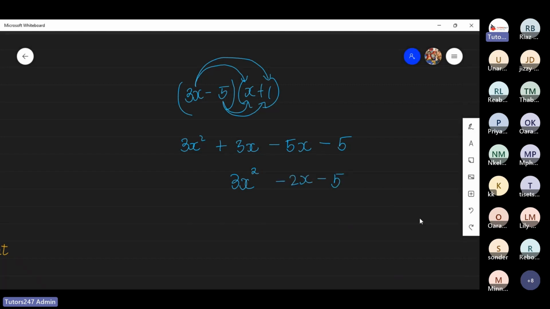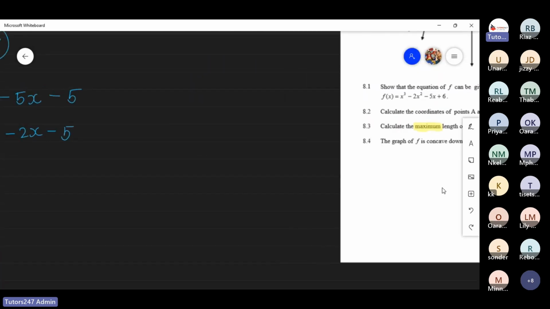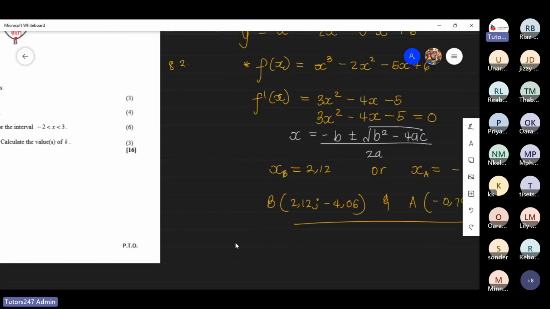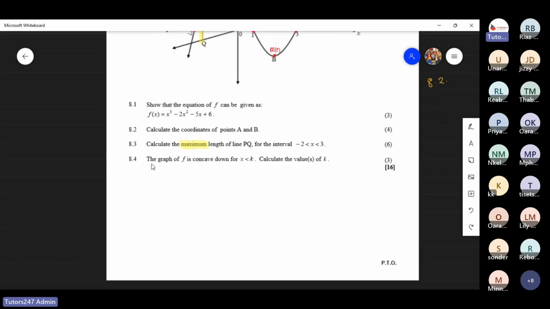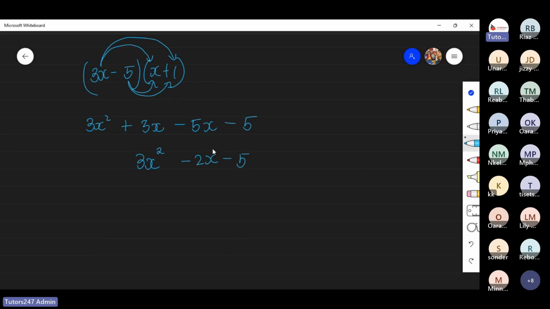If we go back, where was it? Let's see, what did we have? We had 3x squared minus 4x minus 5. So if you notice, that middle term is incorrect. That means we cannot factorize it using 3x minus 5 or x plus 1.